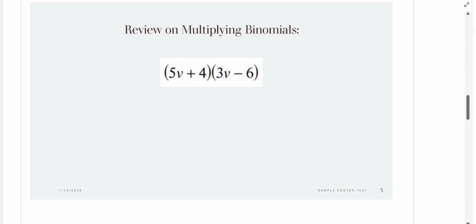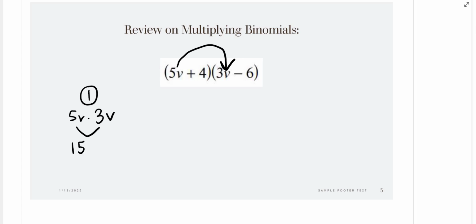So first we're going to review how to multiply binomials. This is actually from Algebra 1. If you don't remember this, this is why I'm going to break it down step by step. So the first step is that you multiply the first term in each group. So I'm going to multiply 5v times 3v. So I'm going to write it out so you can see it. So 5 times 3 is 15. V times v is v squared.